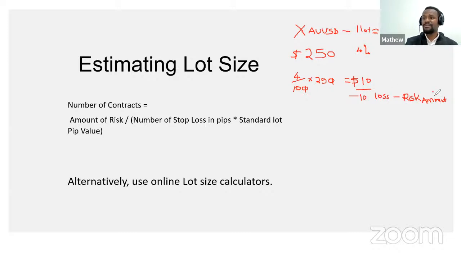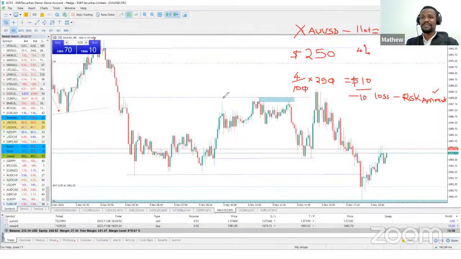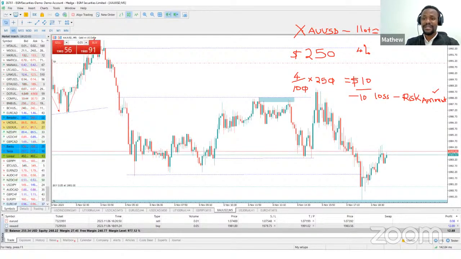So we have the risk amount. We know the pip value for a standard lot for gold. The thing remaining is the stop loss pips. Remember, your setups are going to be different every time. Mostly you find setups that are different in the market, and you want to be flexible. So sometimes you get 10 lots, 15 lots, 20 lots.